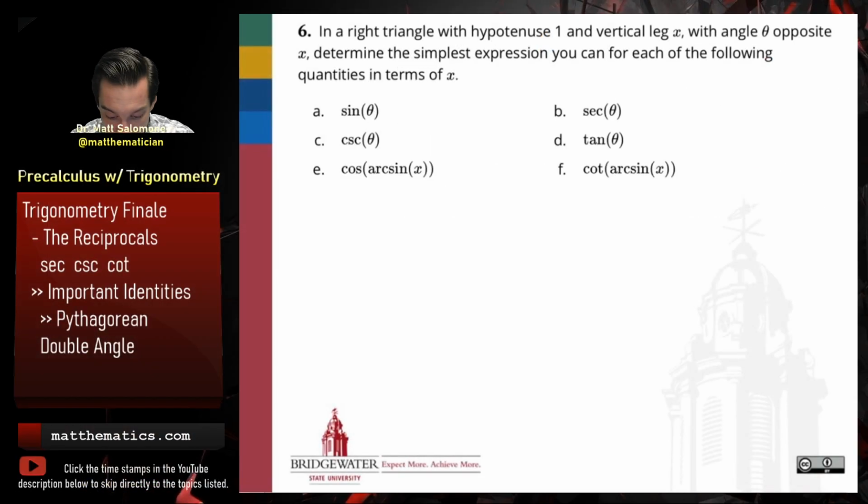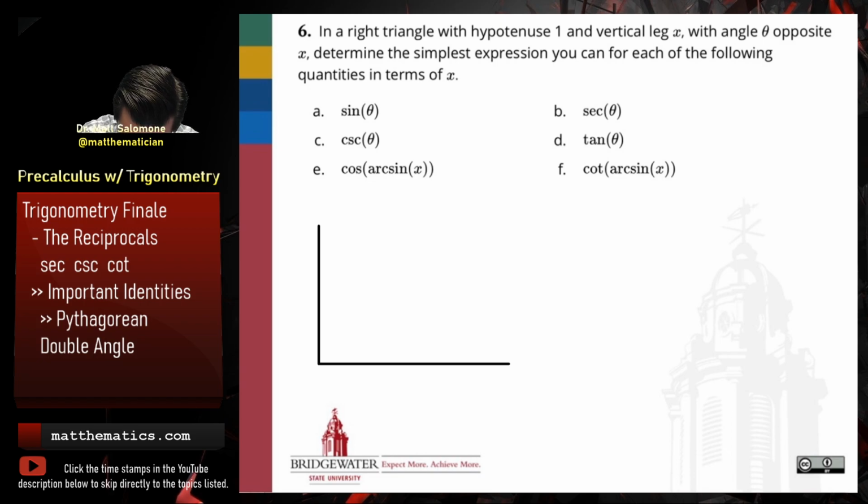So here we're given a right triangle that has a hypotenuse of 1 and a vertical leg of x. So let me sketch that to get us started, and then we'll go from there. So here is my right triangle. We're given that it has a vertical leg equal to x, so let's put that x over here on this vertical leg. The hypotenuse is 1, so I'll put a 1 over here on the longest side of this right triangle. And the job for us is to determine the simplest expression that we can for each of the following things.